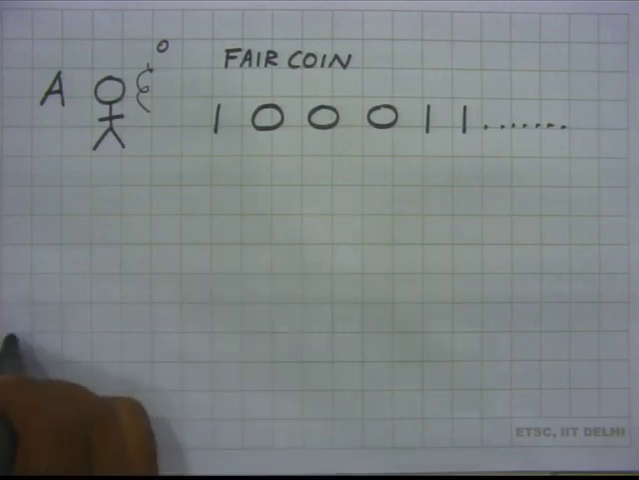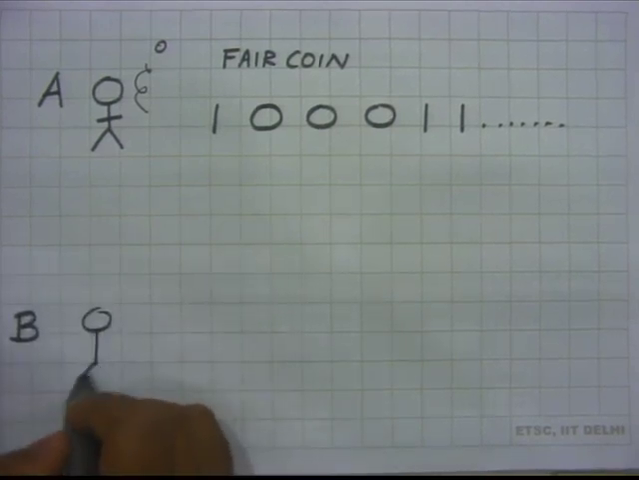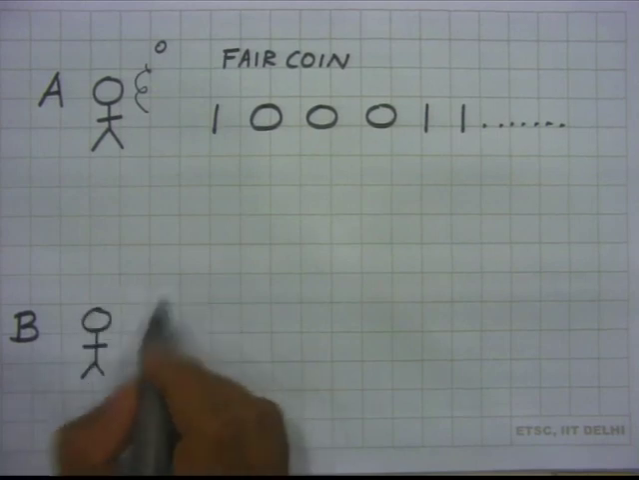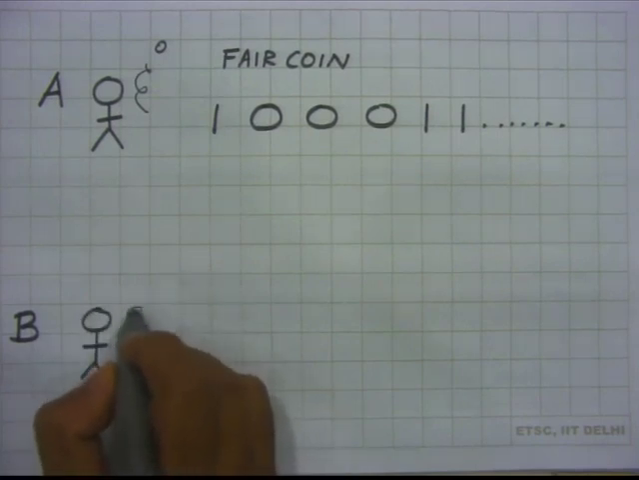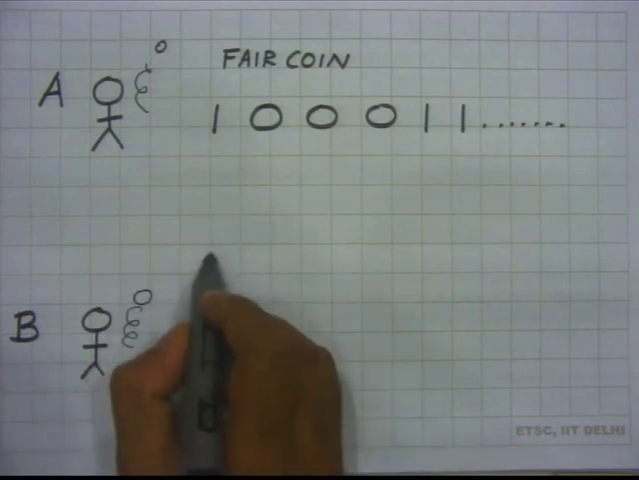On the other hand, I have another source B, which is another person with a habit of chewing a gum. So he has stuck some chewing gum on one side of the coin, and this time it is a biased coin.